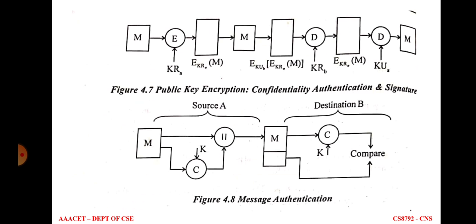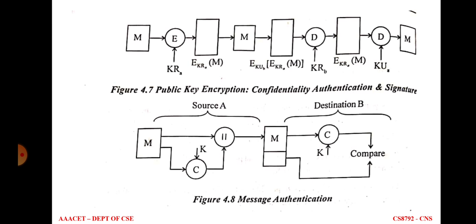And the second last one is they are maintaining confidentiality and authentication with the signature concept. So initially the message is encrypted using the private key value of the source part. Again the message is encrypted by using the public key value of the receiver side. This whole concept is known as the encryption process.